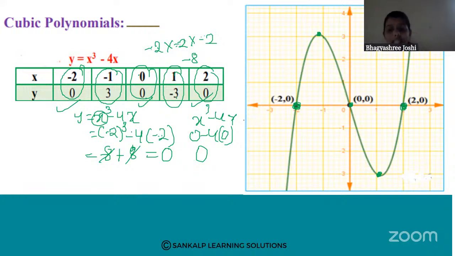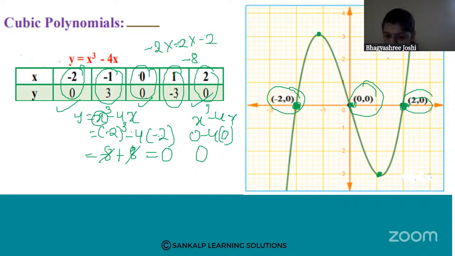Now tell me how many zeros it has. It is intersecting the x-axis 1, 2, 3 times, therefore it has 3 zeros. In the table we saw the values minus 2, 0, 0, 0, and 2, 0. Let us see whether our graph intersects at these values. Minus 2, 0, yes. 0, 0, yes. 2, 0, yes. That means it has 3 zeros.